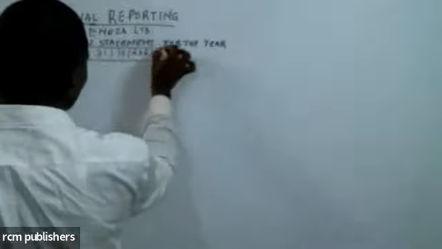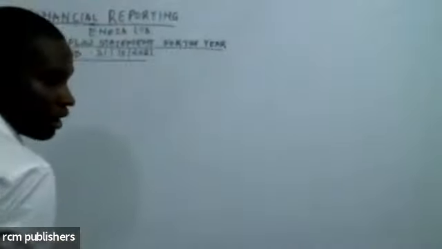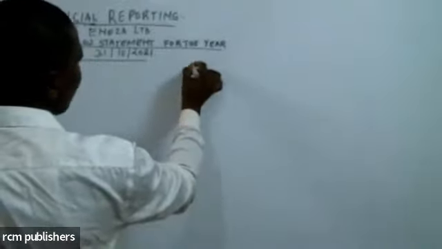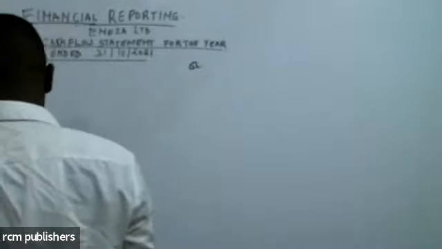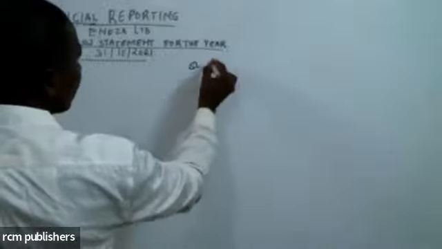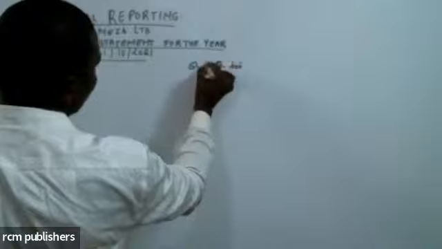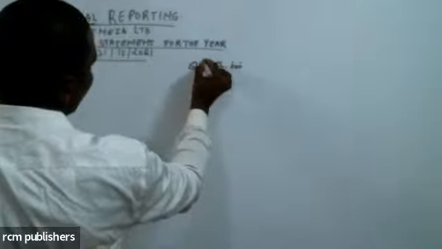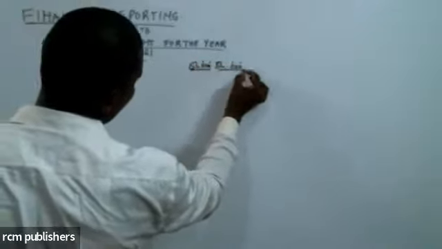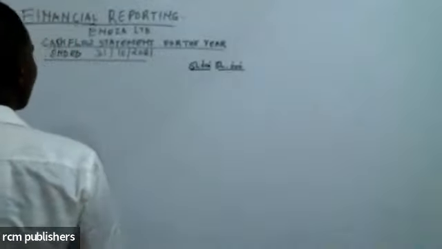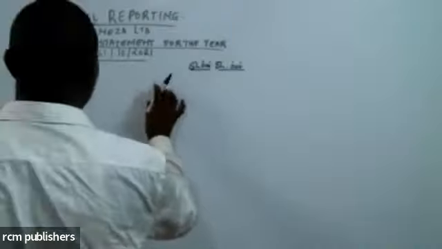Class, how many columns should the cash flow statement have? Two columns. Our shillings are in 1,000, so you can just put our shillings 1,000. We truncate the three zeros. Good. And then we start off.